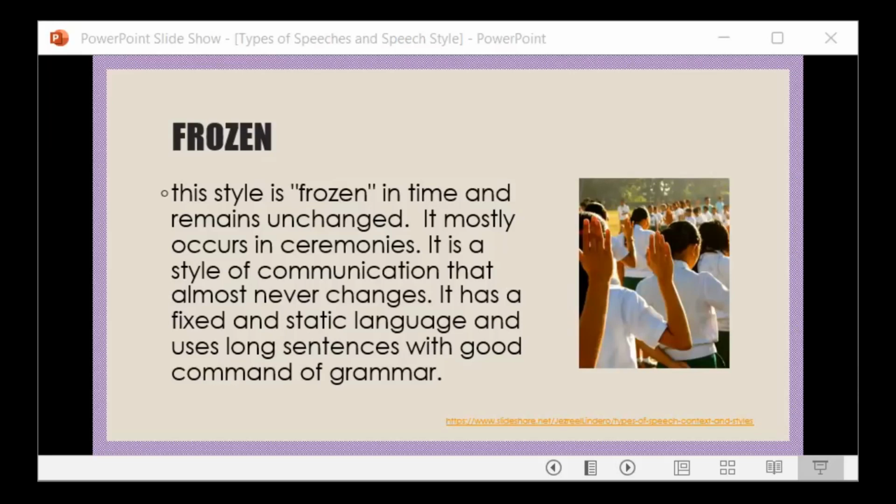So today we've tackled the different types of speeches, the two types of it, according to purpose and according to delivery. And we've also tackled the five speech styles.